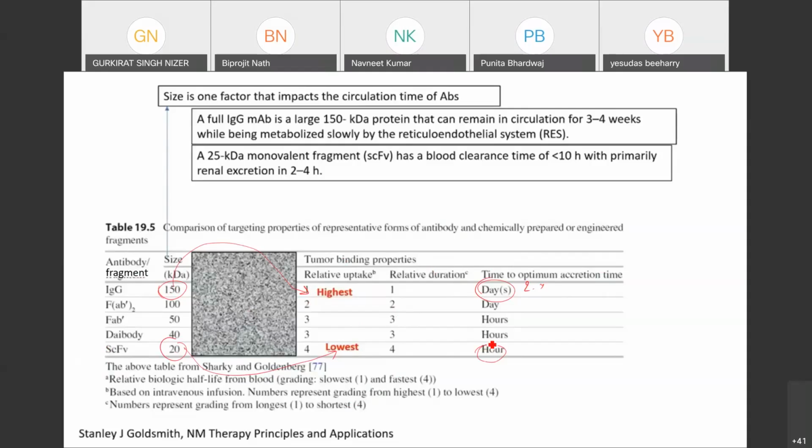But for single chain fragments, the tumor uptake is very low. For example, for a tumor, an intact antibody will take 100 antibodies, but fragments will take 30. So the uptake is less, but it happens very quickly. For the intact antibody, the uptake is very high, but it takes more time.